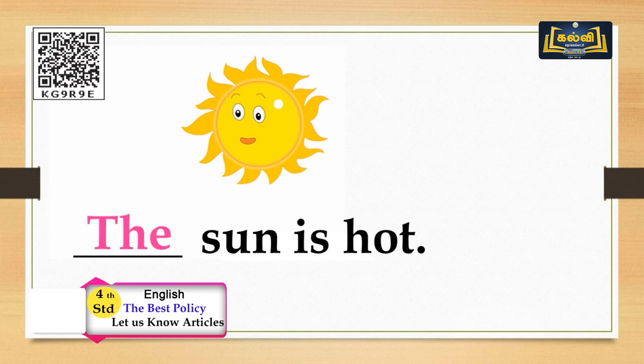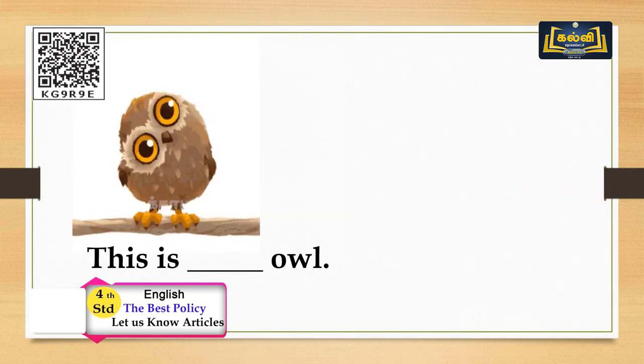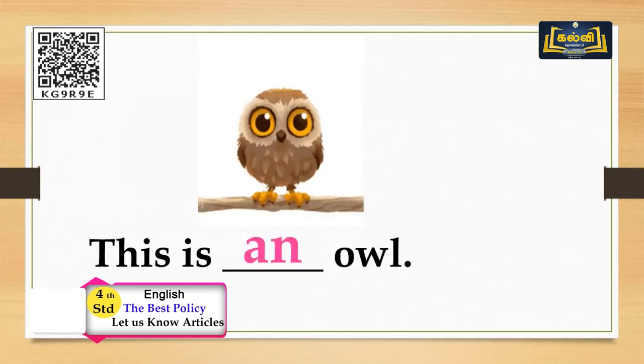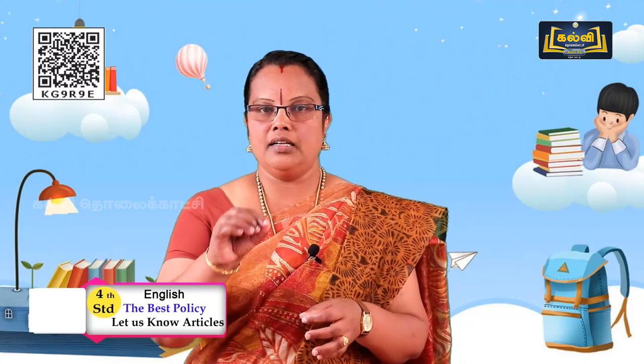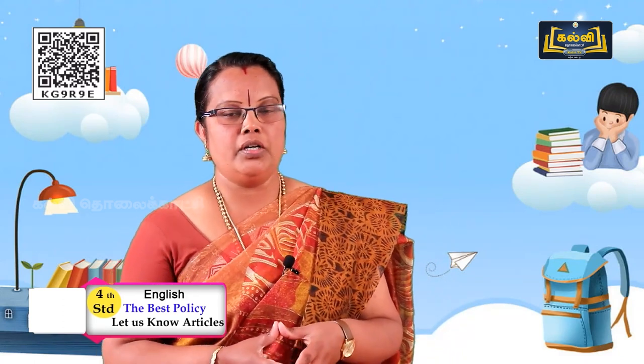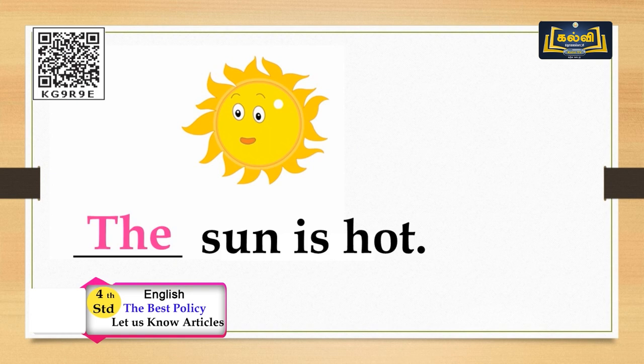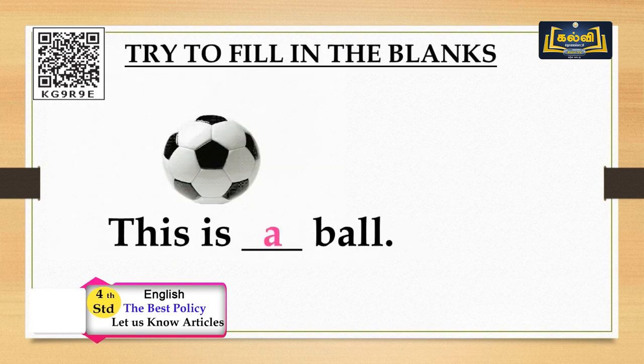What picture can you see there? You can see a very hot sun. The sun is hot. Next one. What is this? It is shaking its head all around. This is an owl. So, dear students, here you might have used some letters in filling the blanks. What are they? They are A, an, and the. The sun is hot. This is a ball.